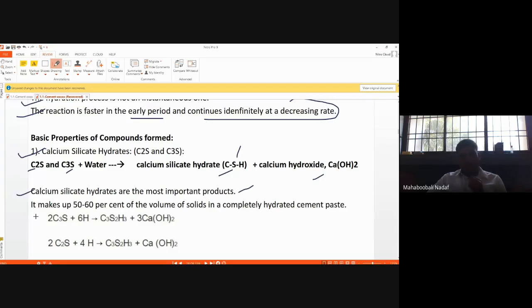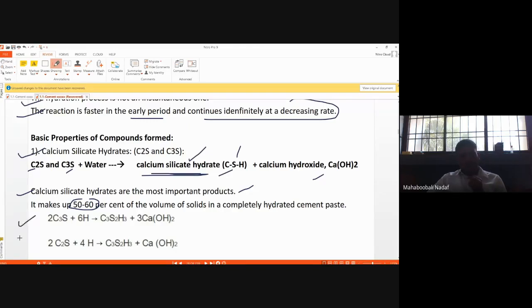So how much quantity, how much volume? Up to 50 to 60% of the volume is covered by this gel. If you take one pan of cement plus water, when it forms the gel, 60% of that pan is covered with this gel. So this is gel. Okay, now what is happening here? This is the chemical reaction.